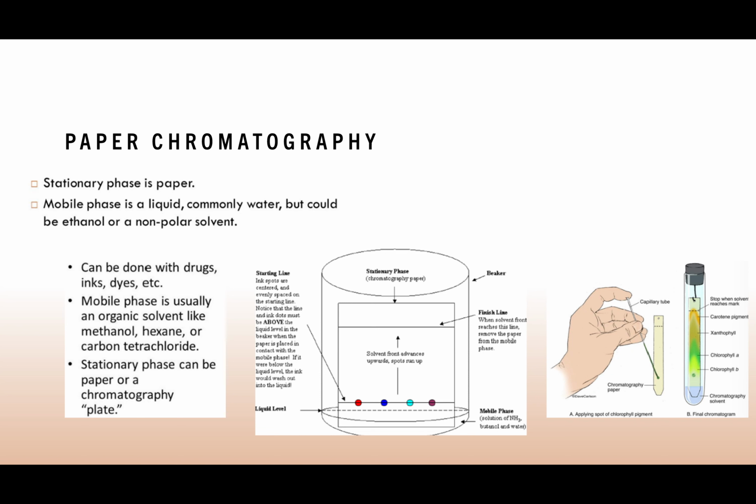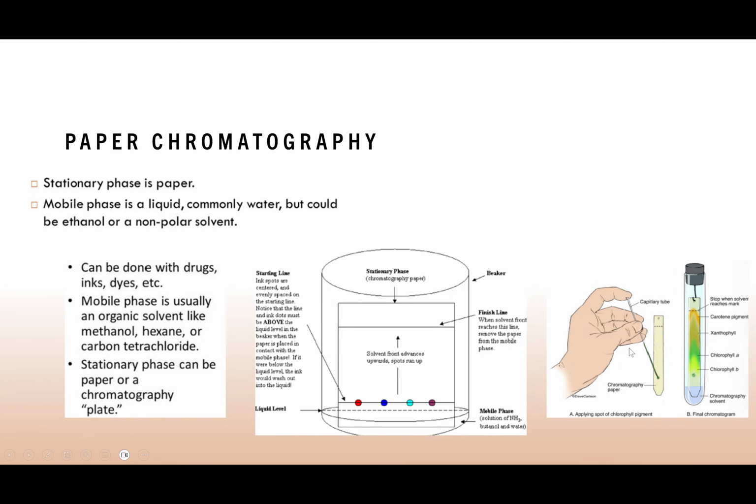So here we see the liquid level that is beneath the starting line, or what we call the baseline, and we have the finish line, or what we call the solvent front. And it's in a beaker, covered, and you have the mobile phase here. In this case, the mobile phase is a solution of ammonia, butanol, and water. Right, so you can see those things now.